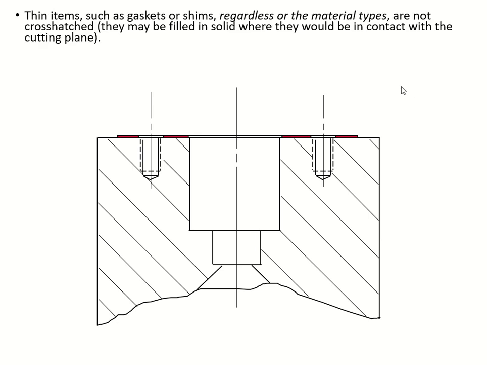Here is just a longitudinal view. So if you have a thin item like your gaskets or your shims, it doesn't matter, regardless of the material type, we're not going to cross hatch. Look at that little red line right there representing your thin item. In this model that we're drawing, we're not going to put the cross hatch on it. You can put a solid fill. Here is a red solid fill, for you to be able to spot it in your drawing.